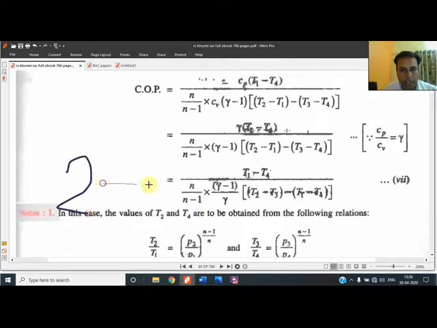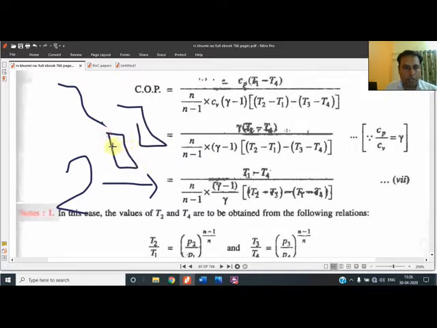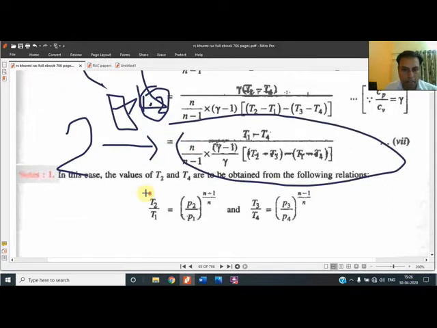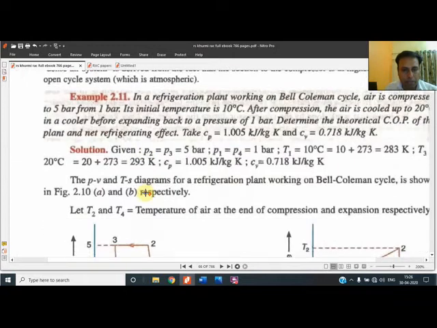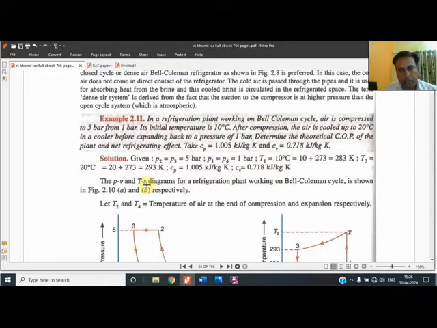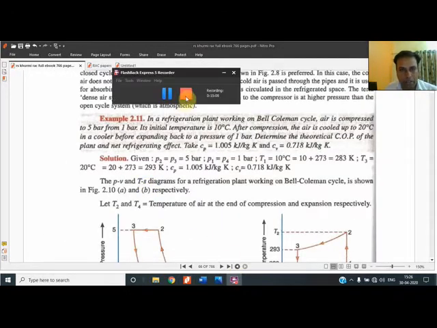the second formula. This formula is used when the cycle is like this: there are two constant pressure processes and two isentropic processes, and for both the processes PV to the power 1.2 is constant, meaning some relation other than 1.4 applies. Then we will use this formula and determine the COP. So starting with the first question, we will see how to solve it. So we are starting with the first question.